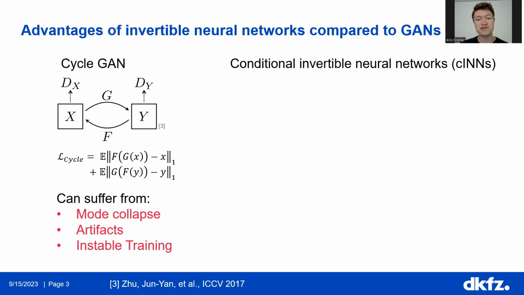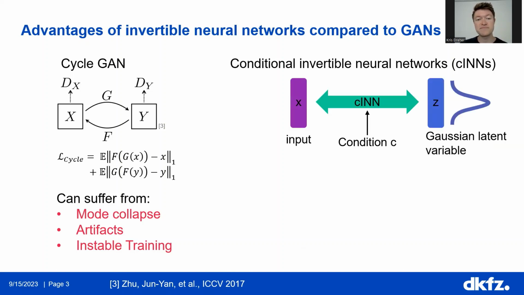We propose conditional invertible neural networks, or cINNs, for domain transfer. There, an input X can be passed through a cINN with a specific condition C to a Gaussian latent space variable Z. If we now input Z from the other side with the same condition C, the output is per definition again X. This way, we can guarantee exact cycle consistency without needing a specific loss term.